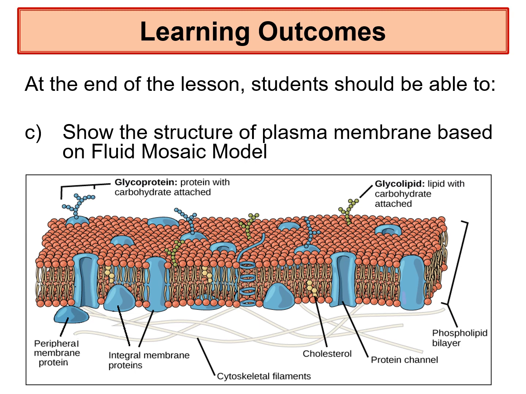I really hope that towards the end of today's lesson, you should be able to show the structure of the plasma membrane according to the fluid mosaic model. The diagram shows the structure of the cell membrane based on the fluid mosaic model. The main component of the cell membrane is the phospholipid bilayer as well as protein.